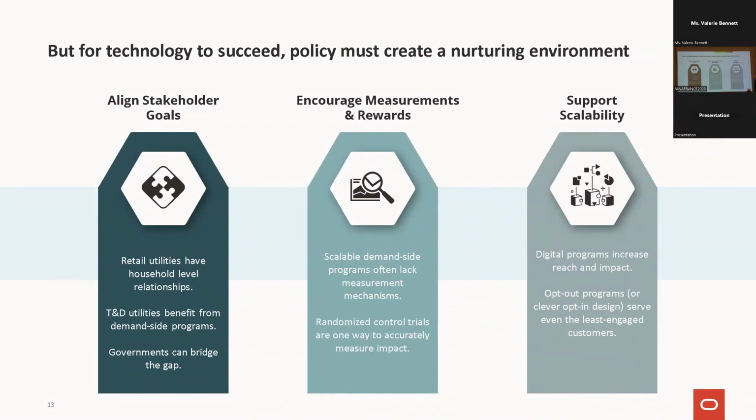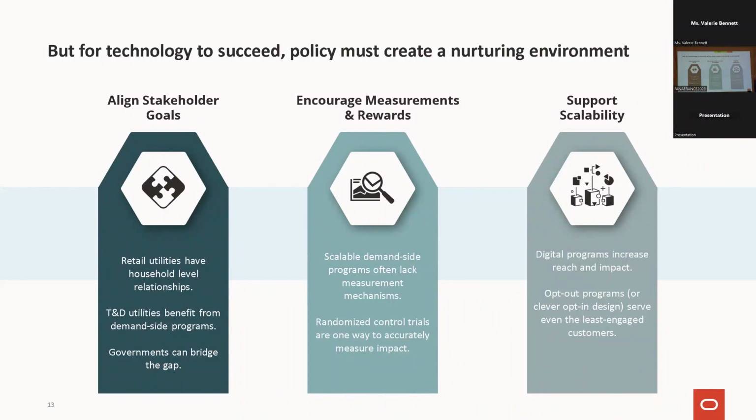The second way that policy can support this type of personalized technology is by encouraging measurements and rewards. Scalable demand-side programs at utilities often lack reputable measurement mechanisms, reliable measurement mechanisms that can be repeated. A randomized control trial is certainly one way to run this type of a program. It's not the only way. But just as important as measurement is rewarding utilities, especially retail suppliers who run this type of program. Italy is a great example of a country who has put together a very effective cost recovery program for utilities that run this type of demand-side management.